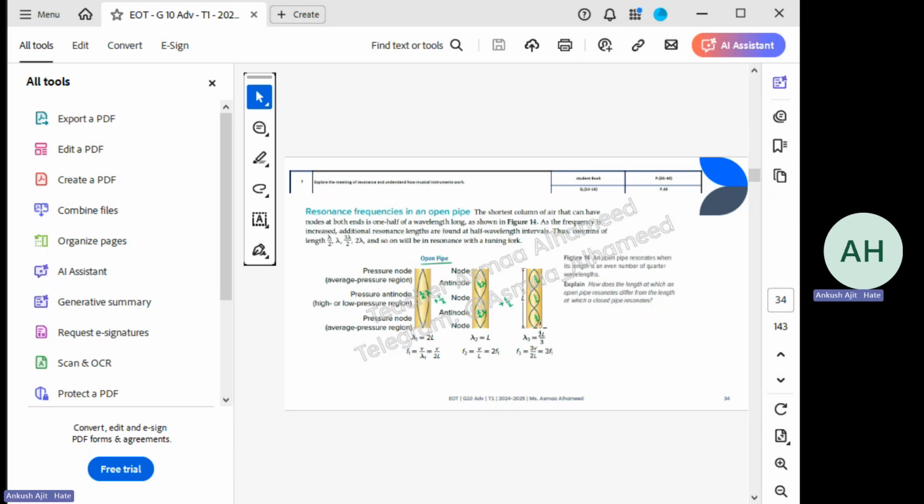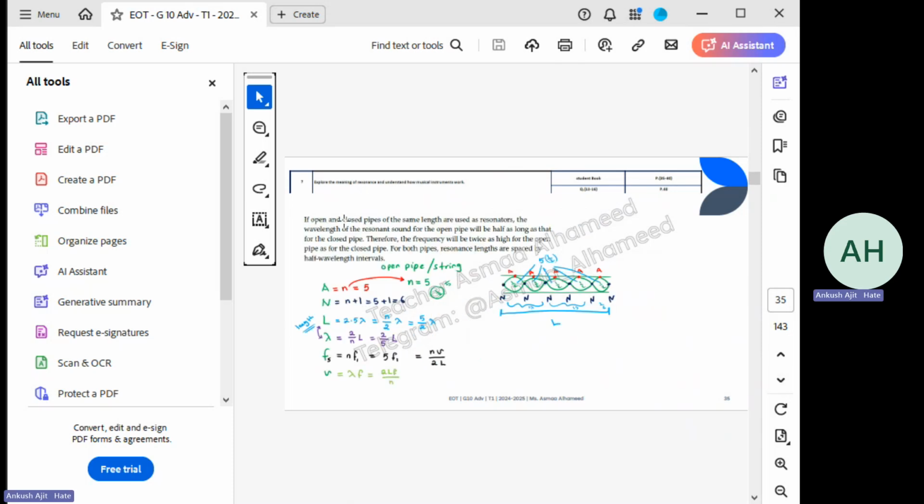Again, these formulas are already given directly in the textbook. You should just know how to utilize them. Open pipe, n equals 5: how do you do it? Look at the antinodes, nodes and the length. There are 1, 2, 3, 4, 5 antinodes and 1, 2, 3, 4, 5, 6 nodes. So the nodes will always be the antinodes plus 1, we just add 1 to it. And then everything is given.